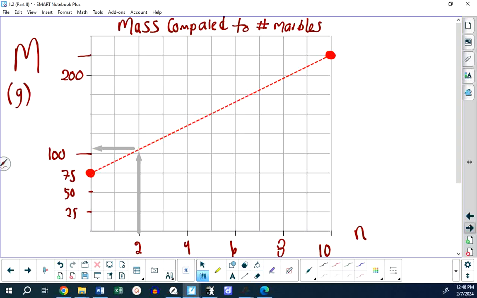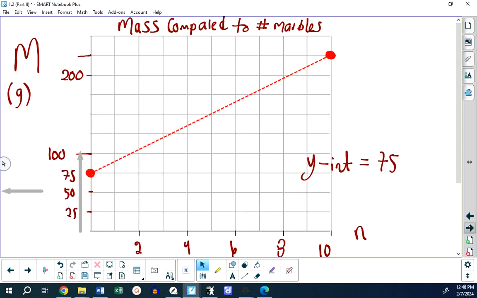So the y-intercept is 75 grams. How do we find the slope? Well, y minus y over x minus x, right? And you might notice something here, I don't know. I'm adaptable. I can go back to the triangle thing if you want from time to time. But I really want us to try the y minus y over x minus x.